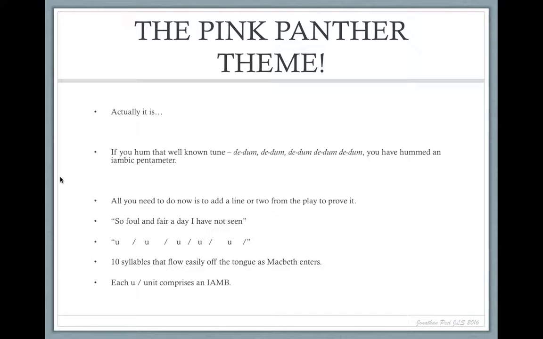So all you need to do now, if you like, is to add a line or two from the play to prove it. And what better place to start than the first thing Macbeth says as he enters in Act 1, Scene 2. So foul and fair a day I have not seen, he says. But if we look at that as metre, da-dum, so foul and fair a day I have not seen, and suddenly we see how the 10 syllables flow easily off the tongue as Macbeth enters, and we remember that each of these da-dum units is an iamb.